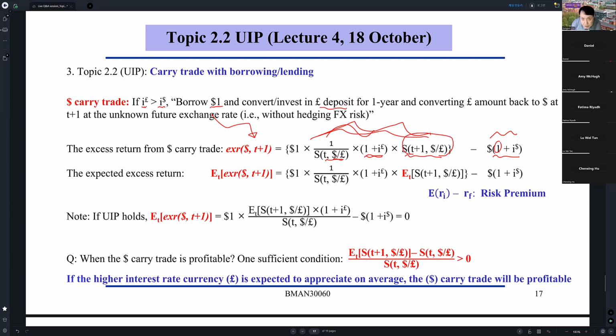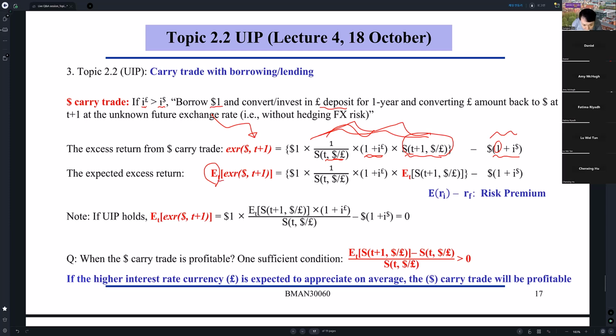So excess return. One student asked me about this one, what is the excess return? Excess return on dollar carry trade looks like this: what you're going to get minus what you have to pay. Now we can compute expected excess returns. So you can take expectations on everything here.